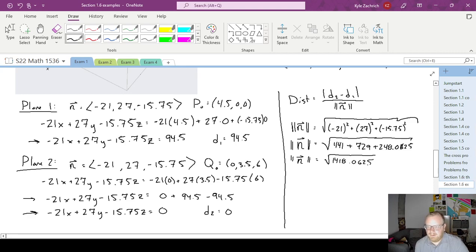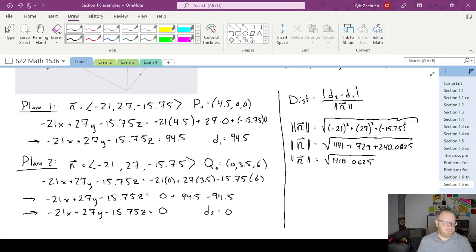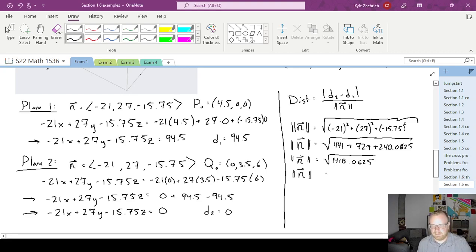0.0625. Let's see if this just square roots to something nice on its own. Yeah, it's around 37.657. You can leave it in this form, but I'll say it's around 37.65. Great.